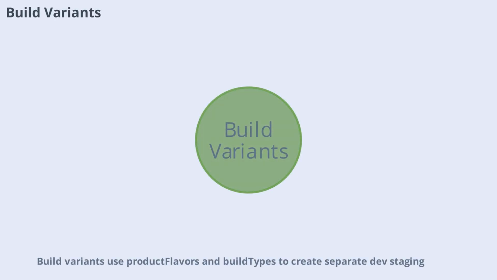Build variants use product flavors and build types to create separate dev, staging, and prod builds. This flexibility allows for targeted testing and deployment, improving development workflow.